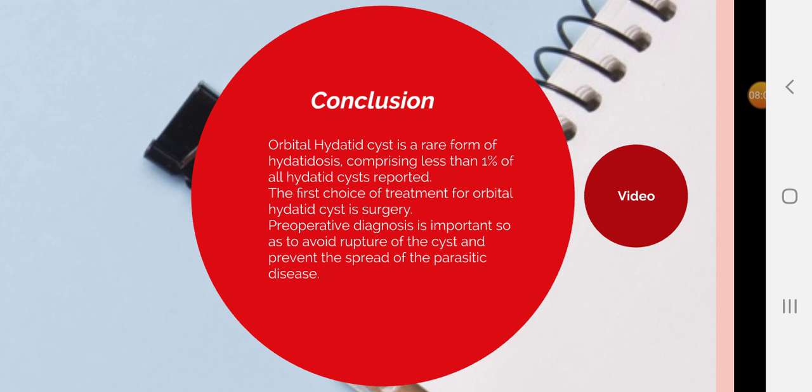Conclusion: orbital hydatid is a rare form of hydatidosis, comprising less than 1% of all hydatid cases reported. The first choice of treatment for orbital hydatid is surgery. Preoperative diagnosis is important so as to avoid rupture of the cyst and prevent the spread of the parasitic disease.